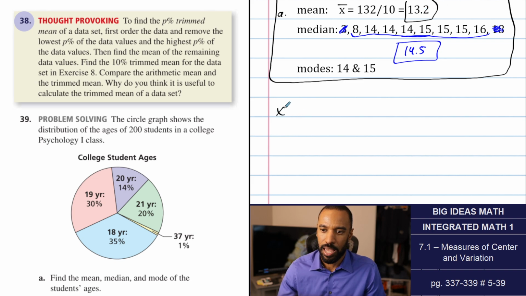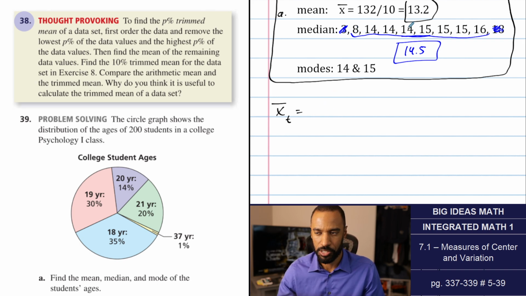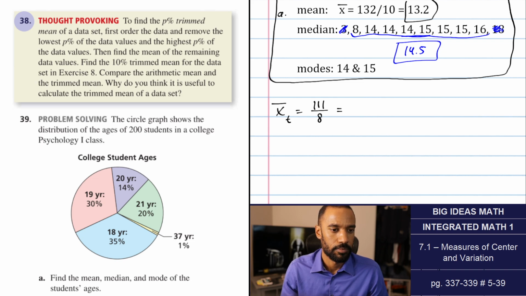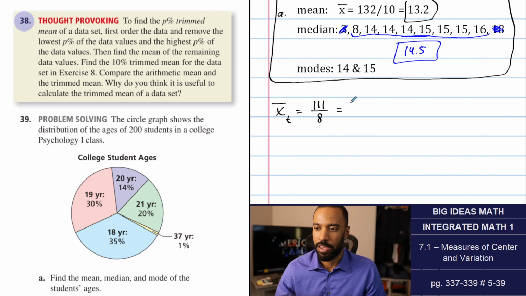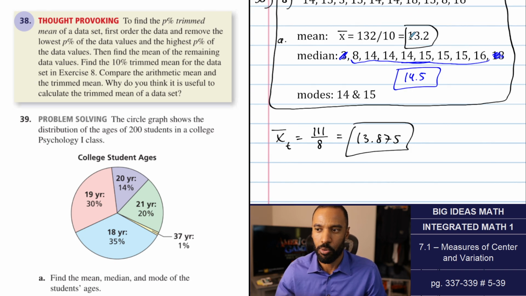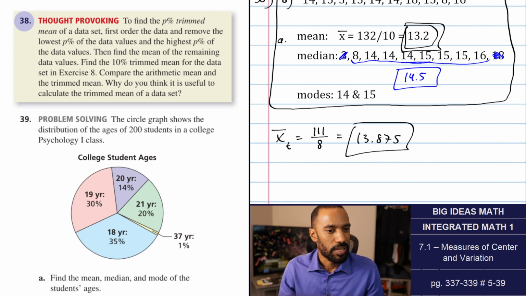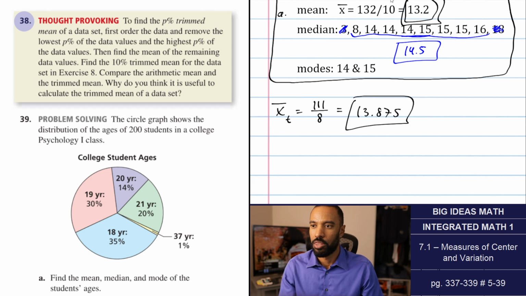So its trimmed mean, x bar trimmed, is going to be adding 8, 14, 22, 36, 50, 65, 80, 95, 111, and divide that by 8. 111 divided by 8 is 13.875. Exactly. I'm not going to round that one, but 13.875. The original mean was 13.2. So, did they say compare them? Yeah, compare them. So the trimmed mean is higher. The trimmed mean is higher.